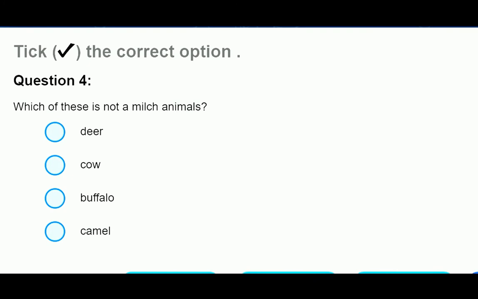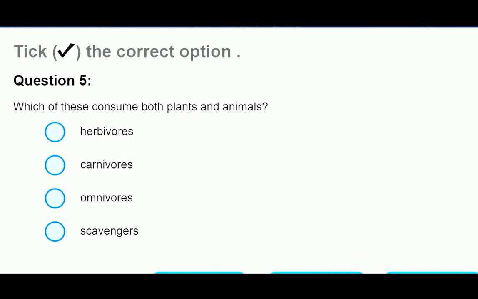Now we are on fourth question. Which of these is not a milk animal? First option is deer. Second, cow. Third, buffalo. Fourth, camel. Dear students, find the answer. Answer is deer. We are on the track on correct option. Question number 5. Which of these consume both plants and animals? Option 1, herbivorous. Second, carnivorous. Third, omnivorous. And fourth, scavengers. Answer is omnivorous.